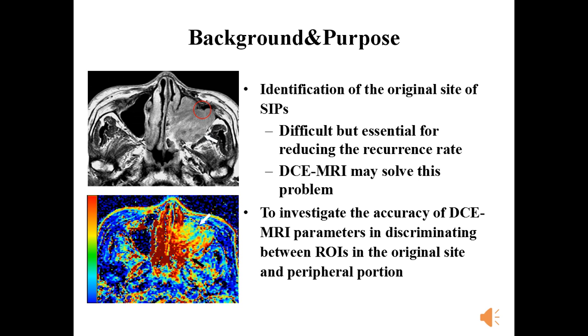Given the differences of microvasculature and heterogeneity between original site and peripheral portion of SIP, we hypothesized that parameters derived from dynamic contrast-enhanced MRI could provide quantitative information for pinpointing the original site. So, the purpose of the study is to investigate the accuracy of DCE MRI parameters in discriminating regions of interest in the original site and the peripheral portion.